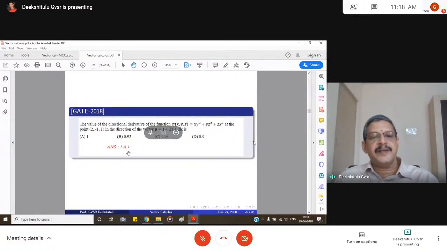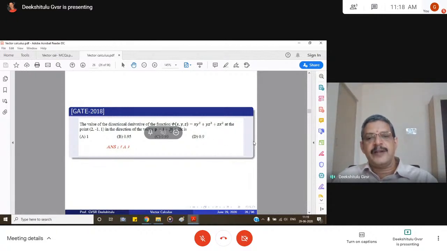And then GATE 18. In GATE 18 also there is a question on directional derivative. The value of the directional derivative of the function phi of x, y, z is equal to x y square plus y z plus z square at the point (2, -1, 1) in the direction of the vector i plus 2j plus 2k. Again a problem on directional derivative.